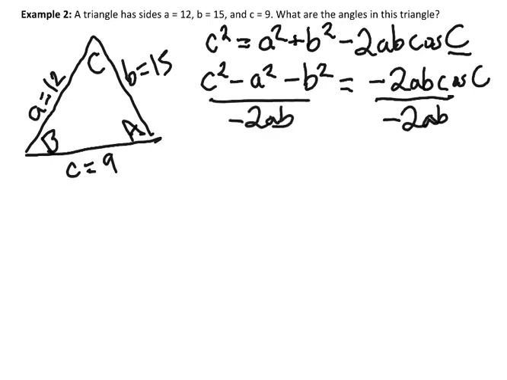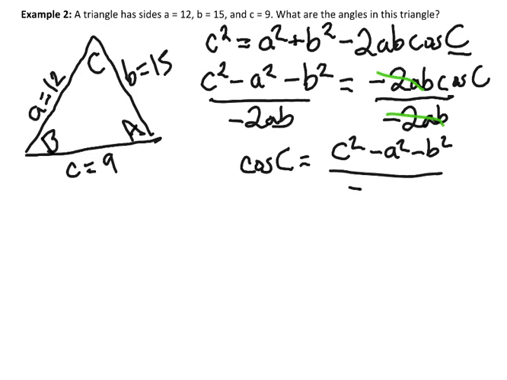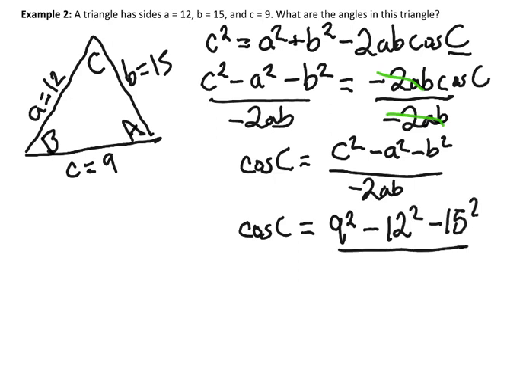That'll get rid of our negative 2AB here. And we get a nice equation for cos of angle C, which is C squared minus A squared minus B squared, all divided by negative 2AB. So let's plug in our numbers here. C squared is 9, so 9 squared, minus A squared is 12, minus B squared is 15, all divided by negative 2. A is 12, B is 15. And then just plug that whole side into your calculator.